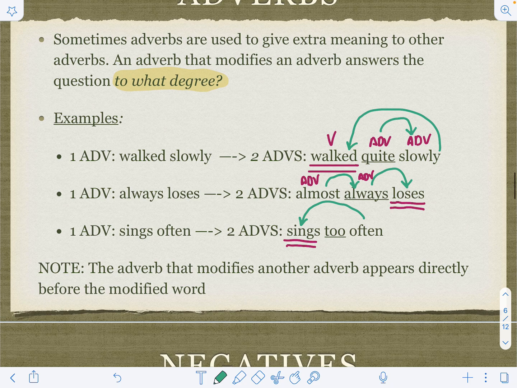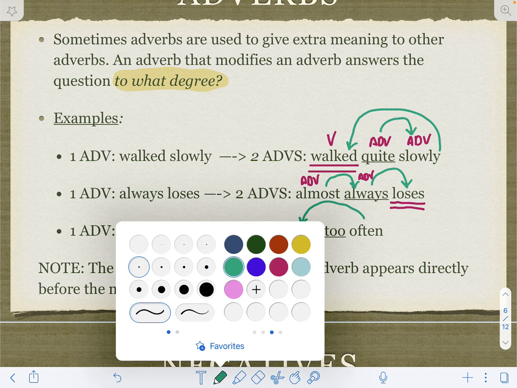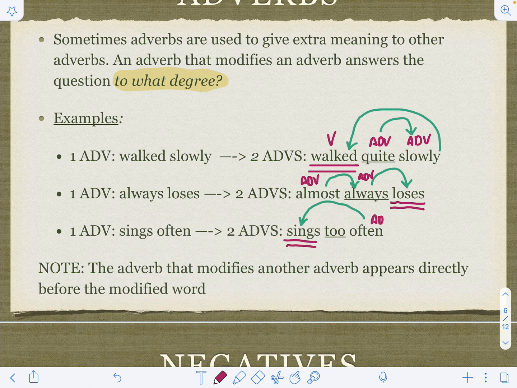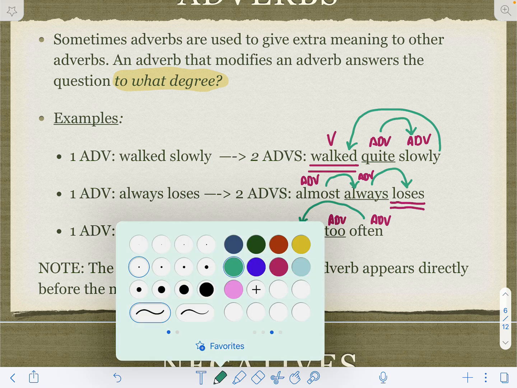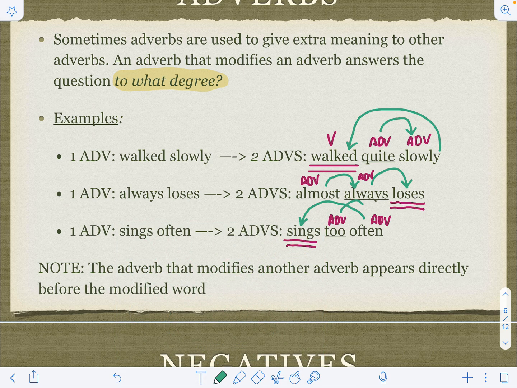So sings when, sings often. So I know that this is an adverb modifying the verb. And sings often to what degree? And we have "too often." And so the word "too" is modifying the adverb "often."